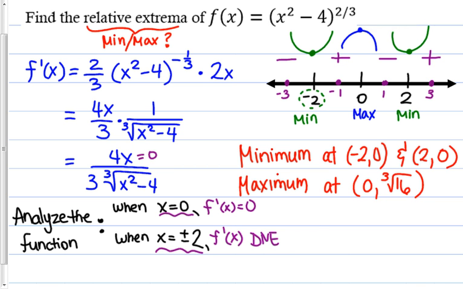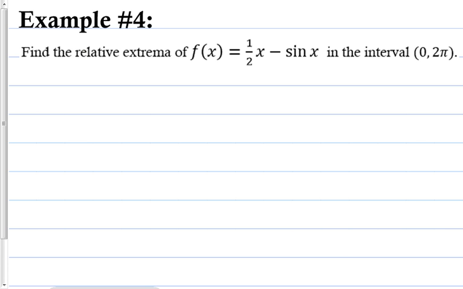All right, example 4, same old, but now a little bit of trigonometry and the unit circle. Find the relative extrema of f of x in the interval from 0 to 2 pi. Okay, so derive. The derivative of 1/2 x is 1/2. The derivative of negative sine x would be negative cosine x, right? Or minus the derivative of sine x, which is just cosine x.